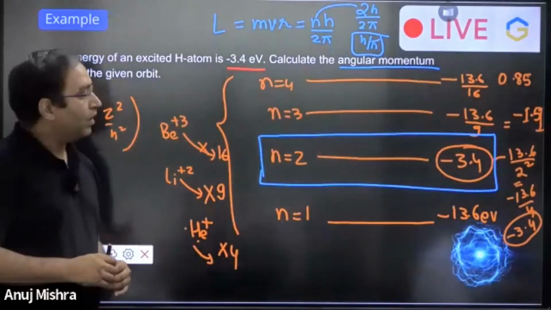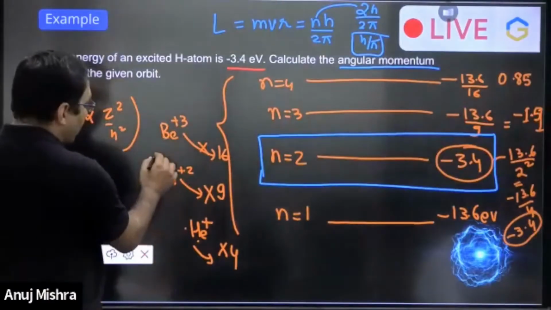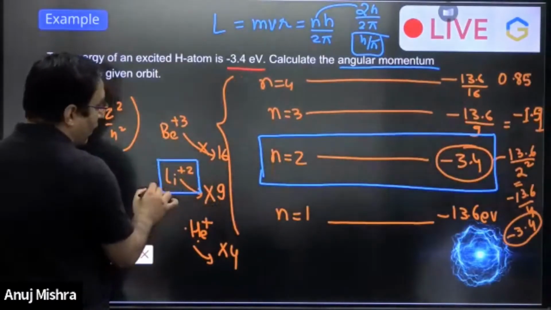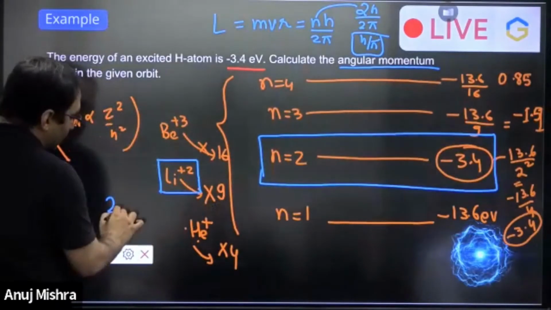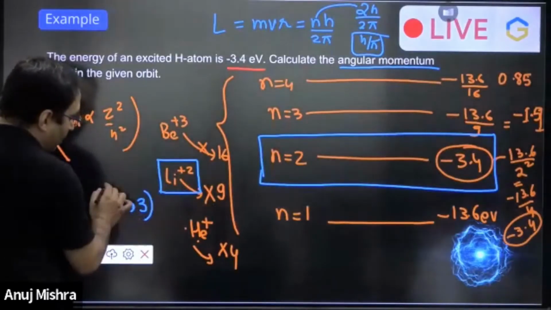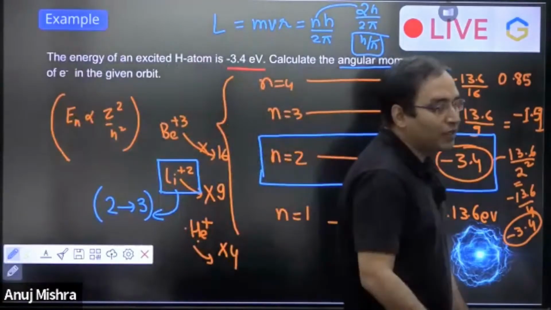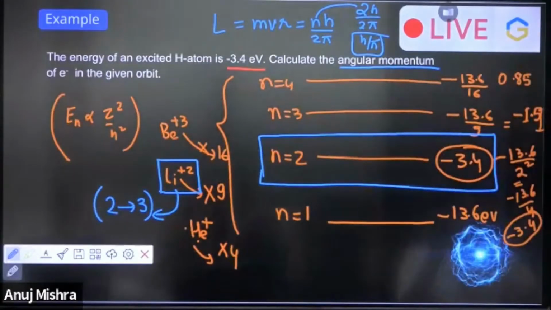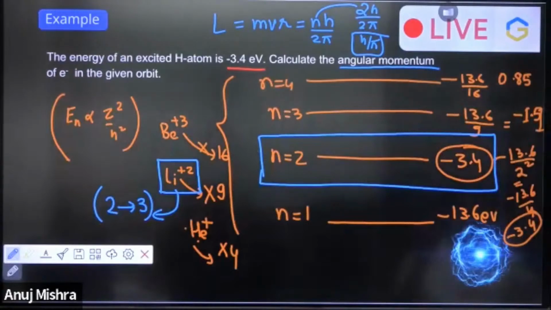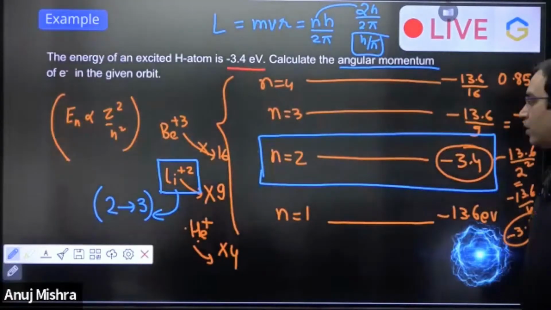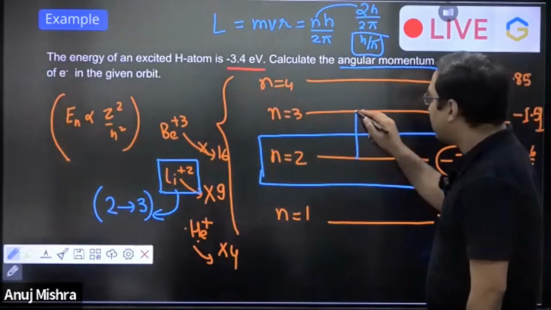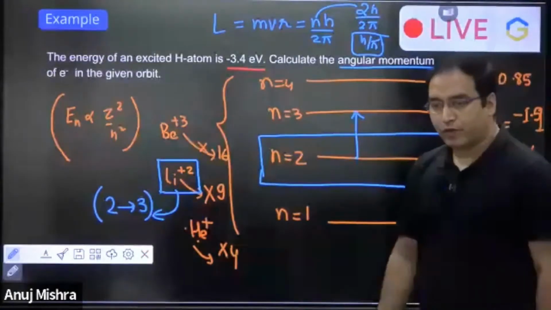Any difficulty in this? Now let's say we come across a question where lithium plus 2 electron goes from second to third orbit. Lithium plus 2 electron goes from second to third orbit. How much energy will be required? How will you solve? Give me the answer. How much amount of energy will be involved?